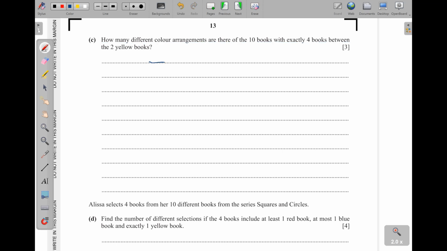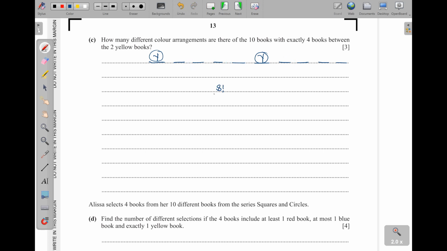So I can have 1, 2, 3, 4, 5, 6, 7, 8, 9, 10. I have 1 yellow here, then count 4 in between, and then we shall put another yellow here. So out of the 10, I've queued these 2 positions, okay? Then we are going to have, this is 1, 2, 3, 4, then 5, 6, 7, 8. So we shall have 8 factorial when we are arranging in here.